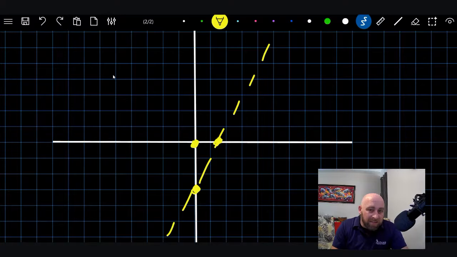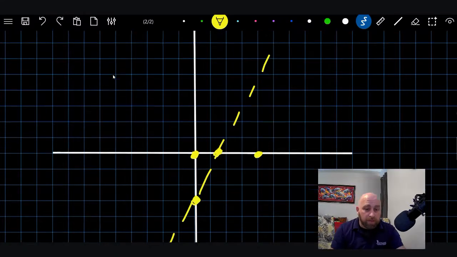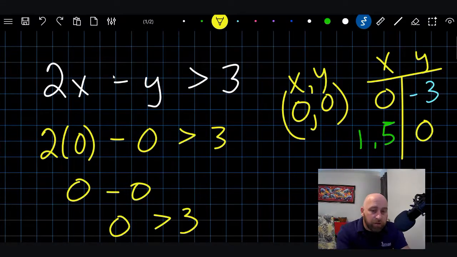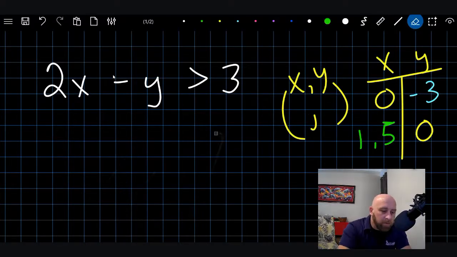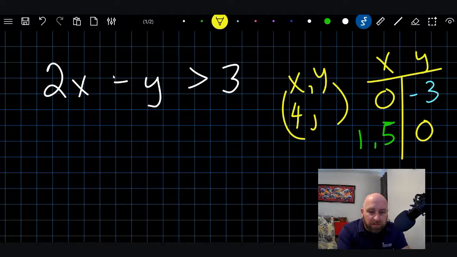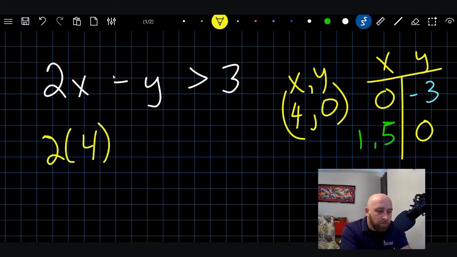If you want to test that, then go ahead and test it. So let's pick this point right here, because it's on the right side of the line. 1, 2, 3, 4. That's 4, 0, that point right there. So let's make sure that 4, 0 works. Now here we're going to redo this and put in 4, 0. We just want to verify that. 2 times 4 minus 0 is greater than 3.